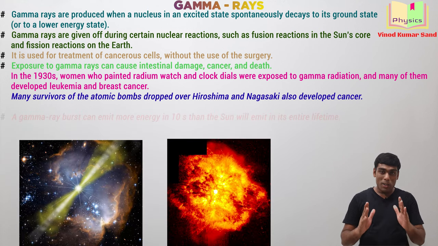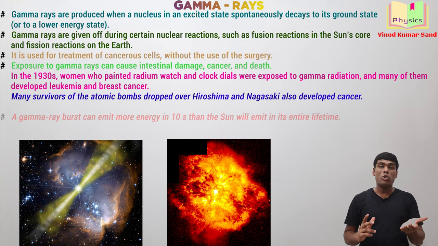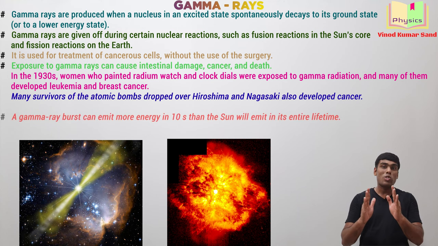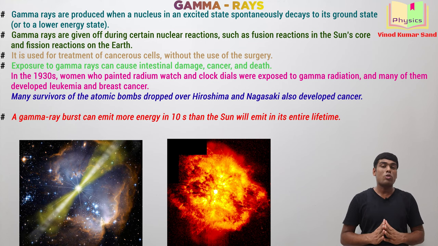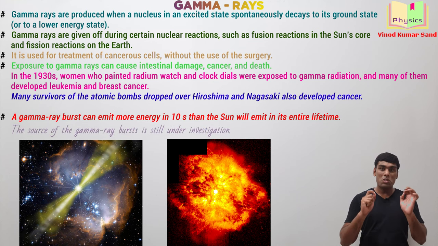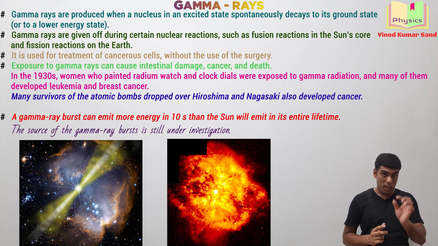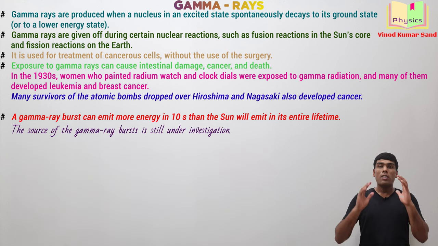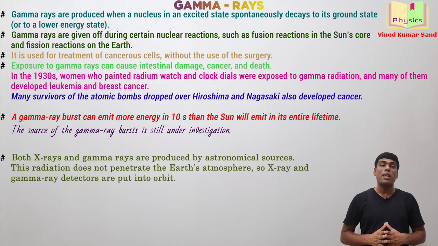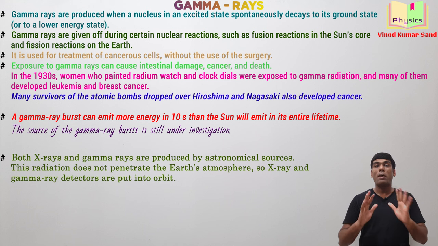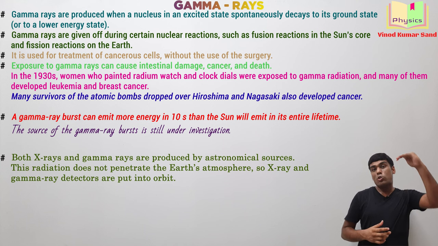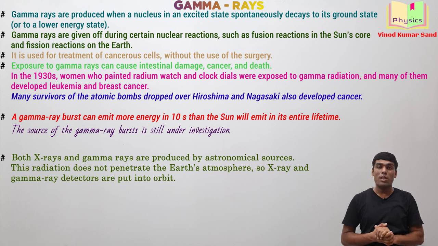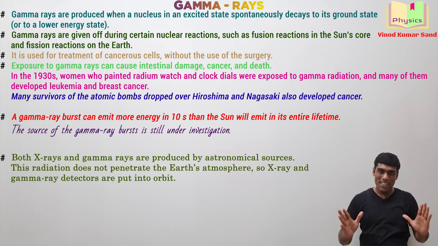A gamma ray burst can release more energy in 10 seconds than the sun will produce in its entire lifetime. The sources of gamma ray bursts in the universe are still under investigation. And to detect such bursts, detectors are placed in orbit. As we discussed earlier, our atmosphere absorbs gamma radiation, so the detectors are placed above the atmosphere. Got it? So this is all about this video.